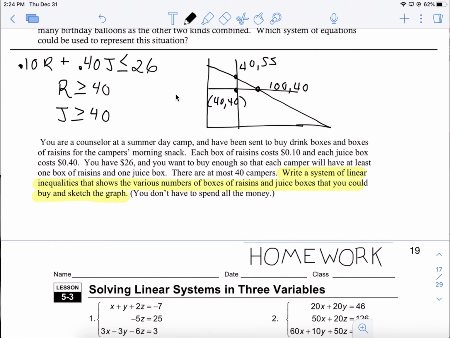When you write out your answers, your raisins are going to have to be between 40 and 100. So this is my R, this is my J. Raisins are going to need to be between 40 and 100. But my juice boxes are very limited. My juice boxes are going to have to be between 40 and 55.